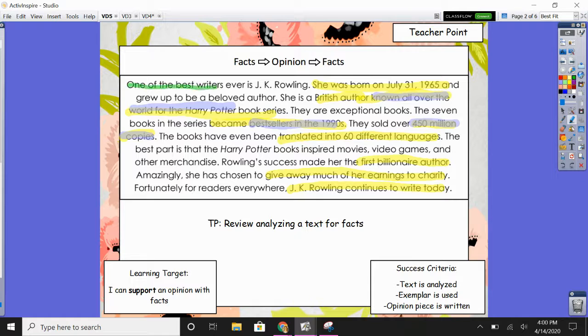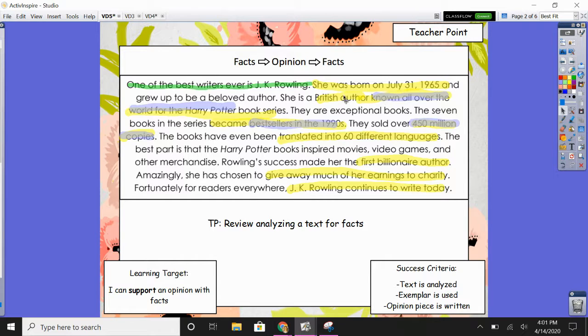One of the best writers ever is J.K. Rowling. That's an opinion, okay? Not everybody is going to feel that she is the best writer ever, and there is no way to prove that. What do you judge on? How many books were sold? How many people like them? So this opinion that we found, we had to support it with facts to maybe try to convince other people.